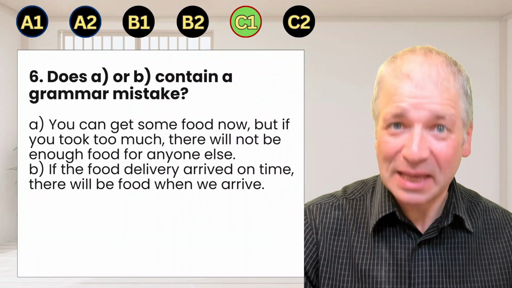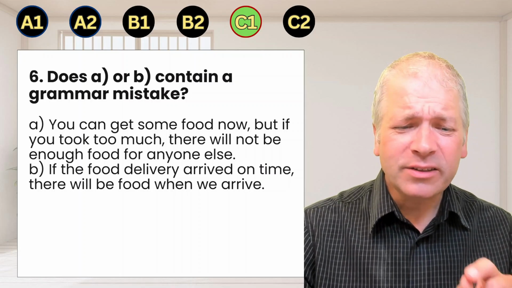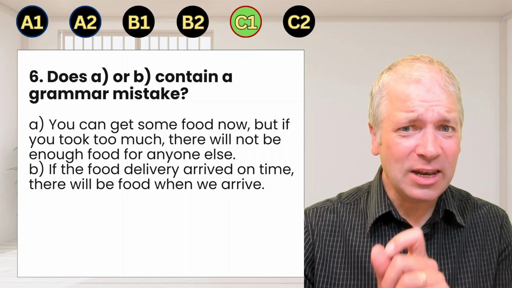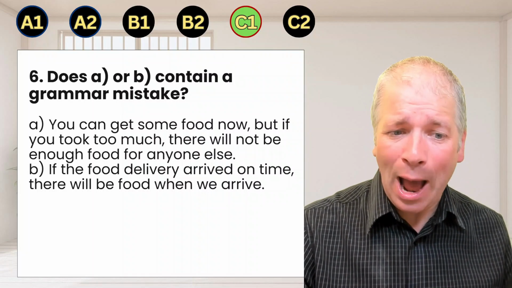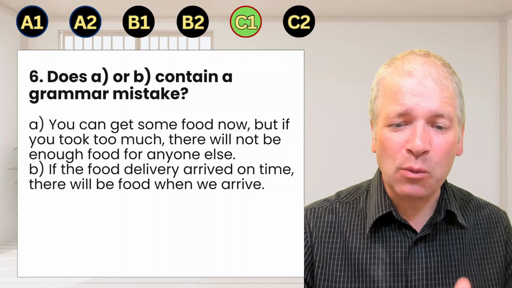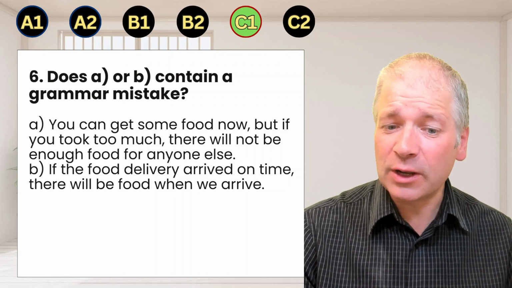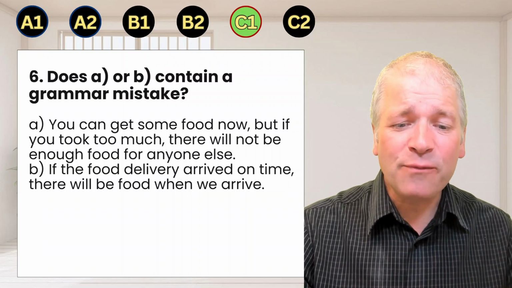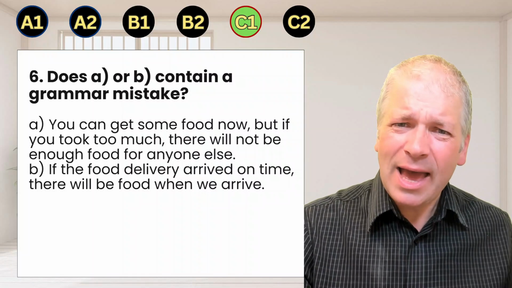Now for question 6. This is also at the C1 level. Does A or B contain a grammar mistake? A, you can get some food now, but if you took too much, there will not be enough food for anyone else. B, if the food delivery arrived on time, there will be food when we arrive. Is it A or B?